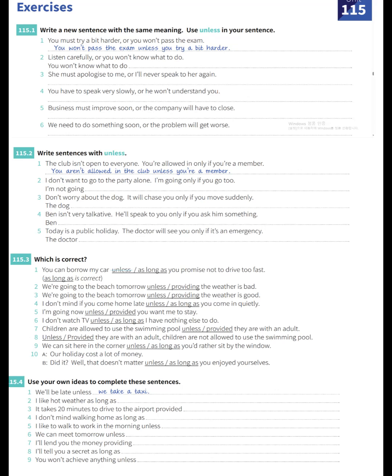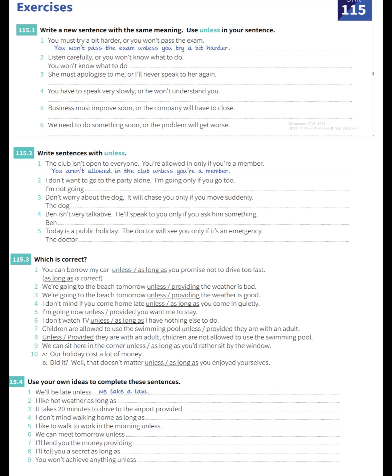We can meet tomorrow unless you're busy. You are not busy. Unless you're busy. I will lend you the money providing you pay it back. Providing you pay it back.